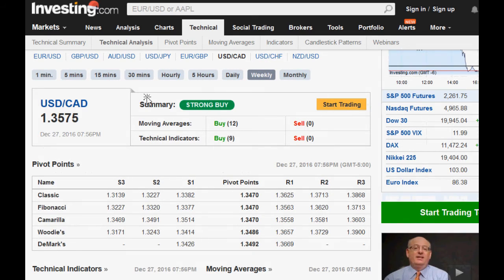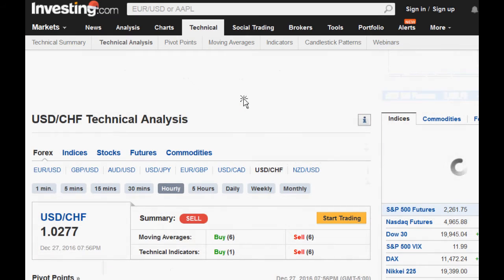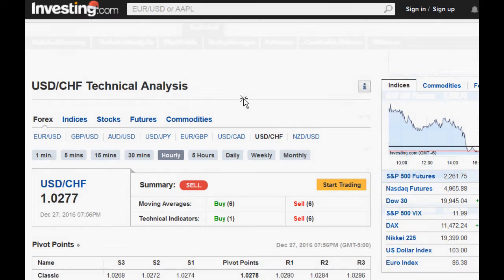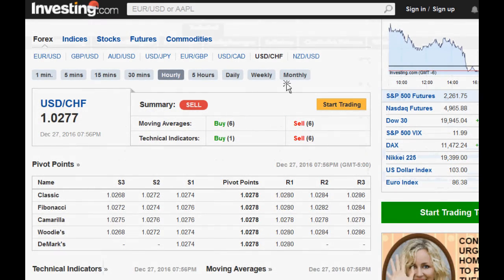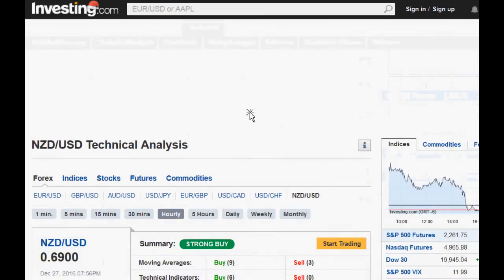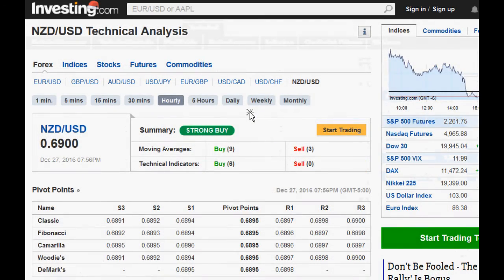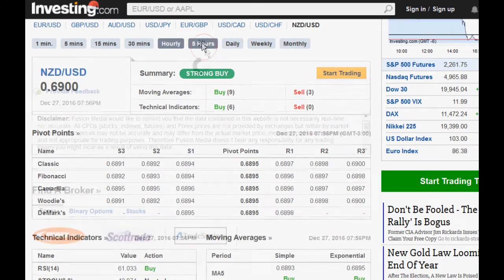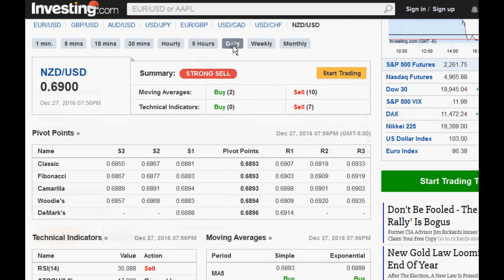There's the USD Canadian, so you could look at that. Here's some of the other pairs that we might look at. Got the New Zealand dollar and the USD, Swiss franc, strong buy, 5 hours goes to neutral, daily strong sell. Doesn't look like they're expecting it to trend very long.